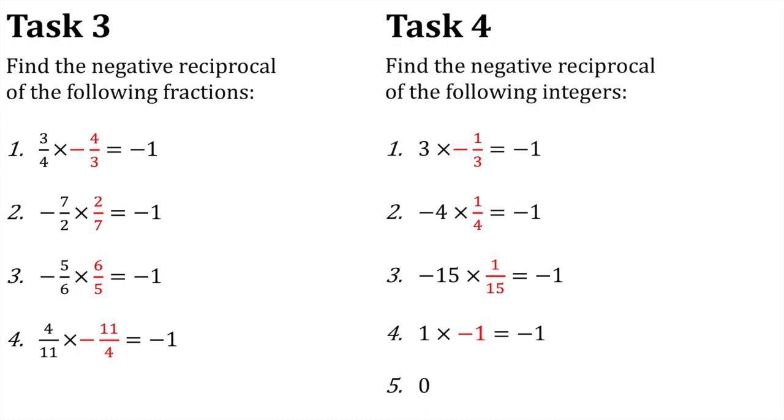And finally 0. Well, 0 multiplied by something gives me -1. But I know that if I multiply 0 by anything, I get 0. So in actual fact, if you have 0, you can't find the negative reciprocal of that. It's undefined because you can't divide by 0. So that's why. So that'll lead on to something that we're going to look at in a wee minute.